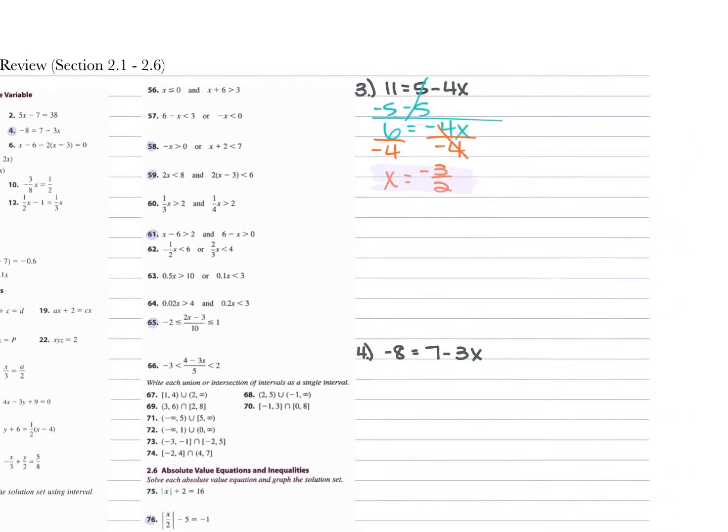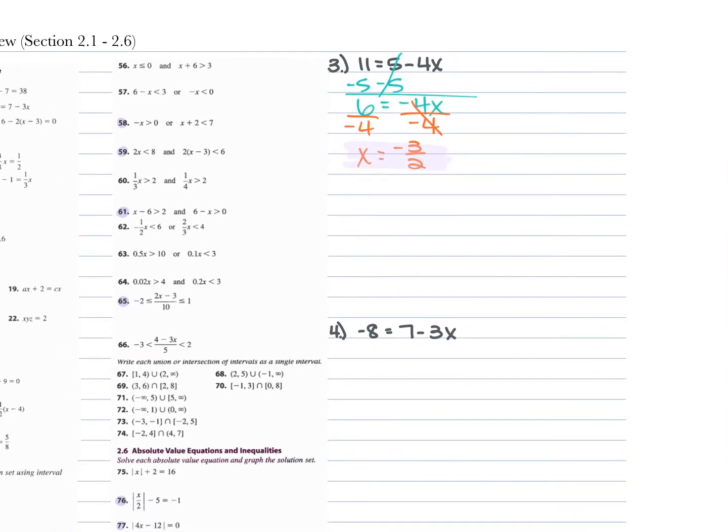The next one we're going to look at is number 4. We have negative 8 is equal to 7 minus 3x. So what are we going to do with this one to solve for x? Good. The negative 8 minus 7 is? What is it? Negative 15 is equal to negative 3x. Now what? Divide negative 3. Good. So what is x equal to? Negative 5. What is it? Or positive 5. There you go.